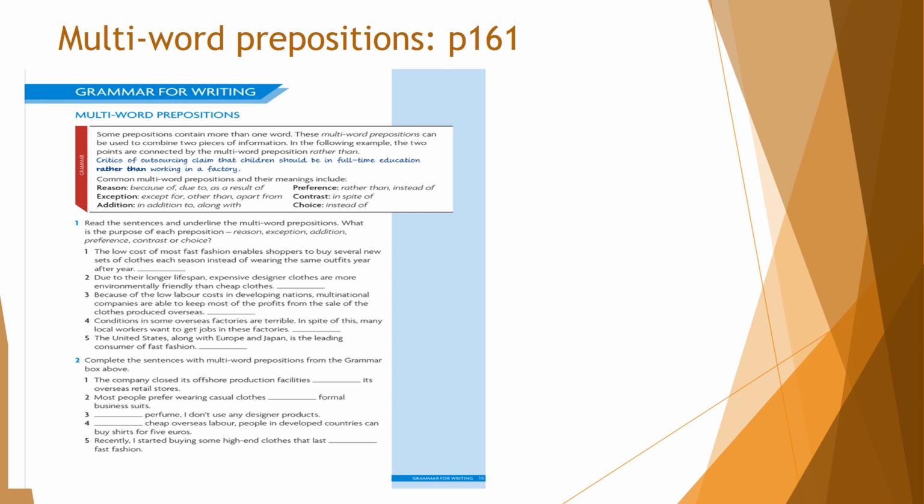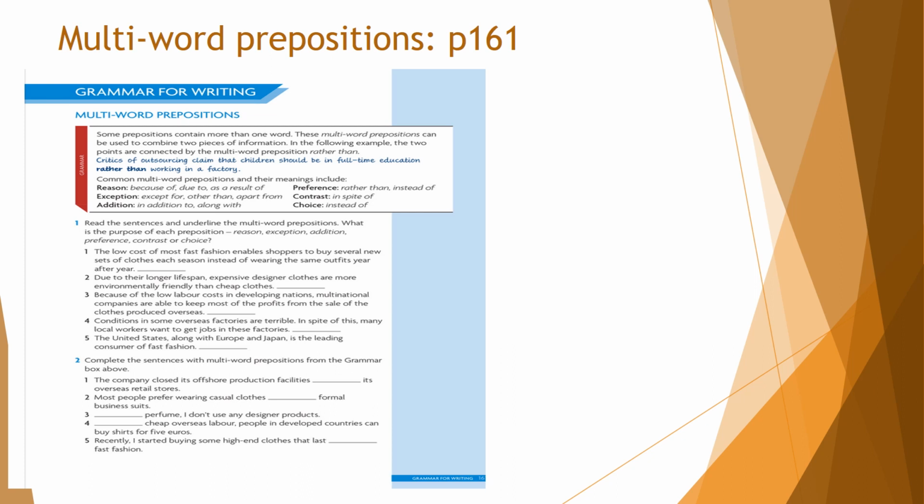Right, grammar for writing, multi-word prepositions. Some prepositions contain more than one word. These multi-word prepositions can be used to combine two pieces of information. In the following example, the two points are connected by the multi-word preposition rather than. So here's the sentence. Critics of outsourcing claim that children should be in full-time education rather than working in a factory.